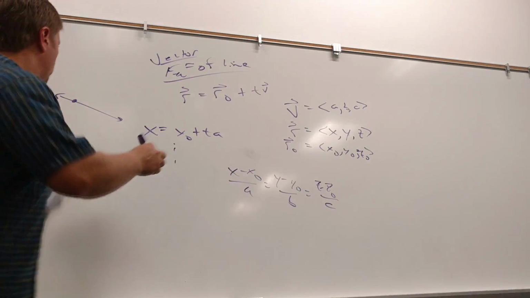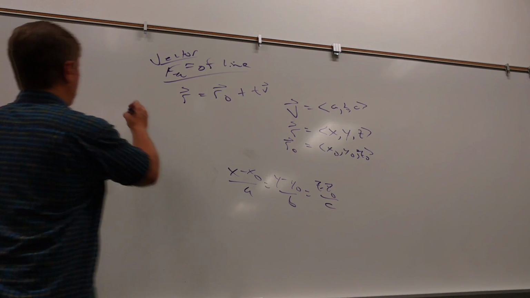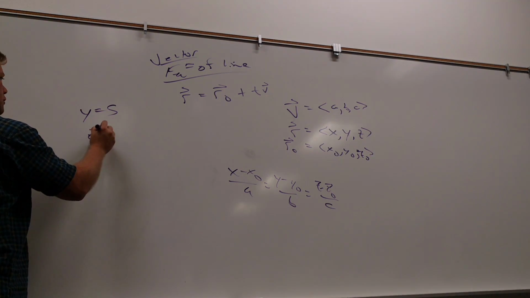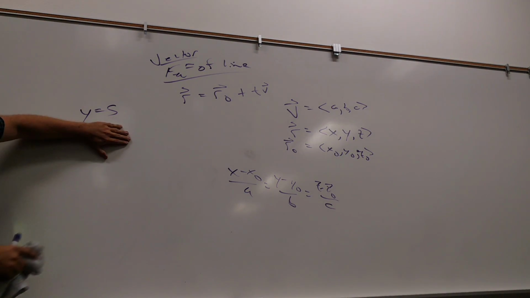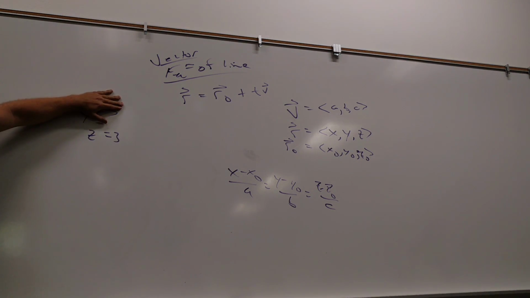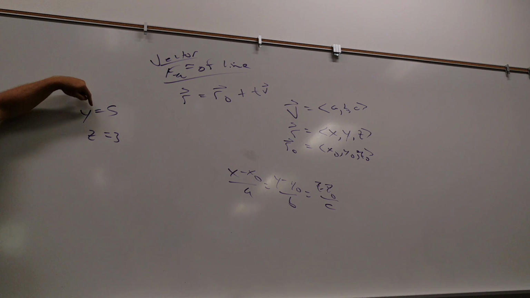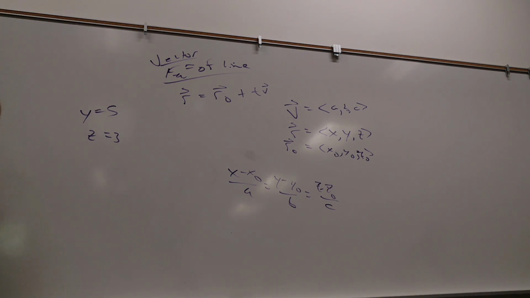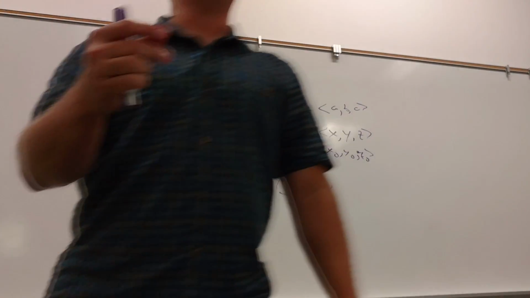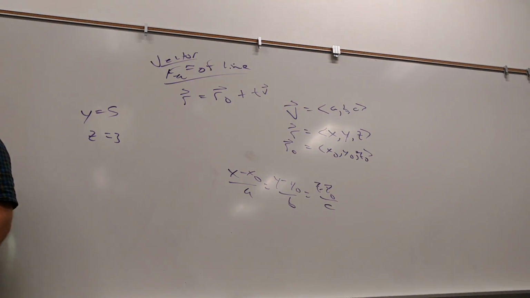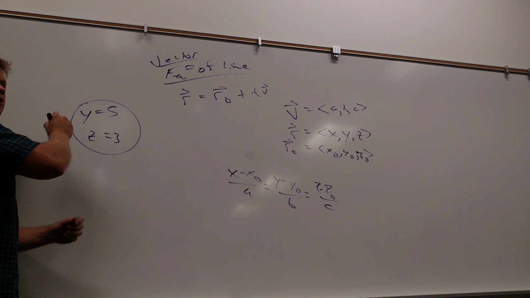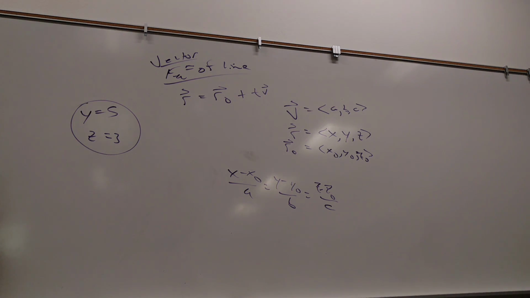There was a problem in the homework where it said something like y equals 5, z equals 3, and this by itself is a what in 3D? A plane. That is also a plane. If I give you these in a system of equations, that defines a line. And if you think about it, you can always break it down to this. If I give you both of these, how many degrees of freedom do you have in 3D left? One. What's a one-dimensional thing in 3D? A line.